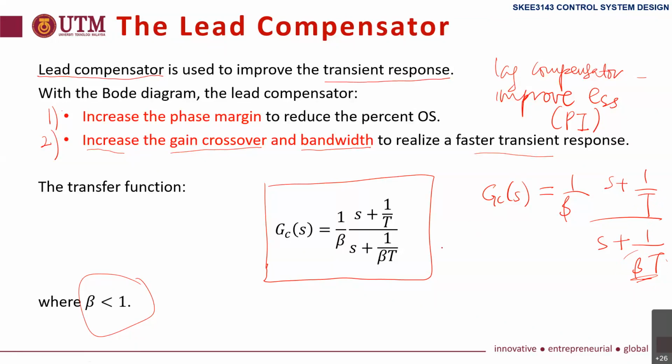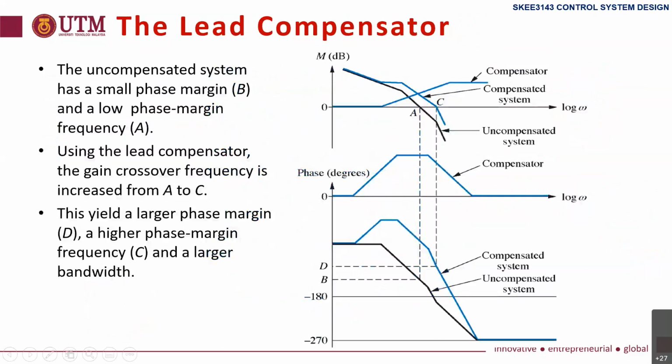So you have to remember this. You have to memorize this formula. I'm not sure whether it will be given in the exam or not, but to be sure, please memorize this: 1 over beta S plus 1 over T, over S plus 1 over beta T. Therefore, the two variables here are beta and T. We need to find beta and also T. This is how a lead compensator works.